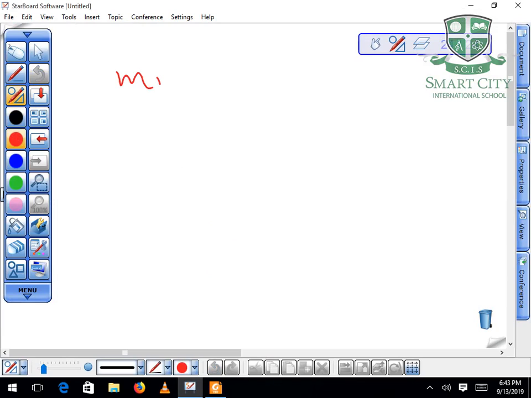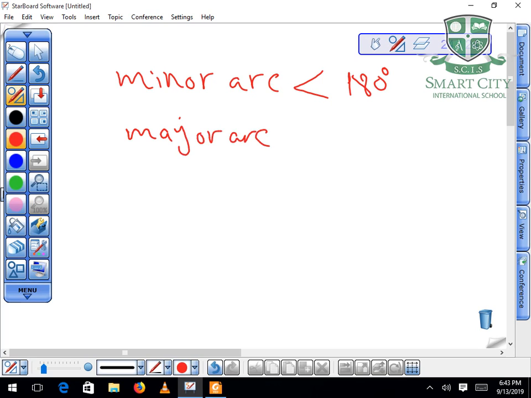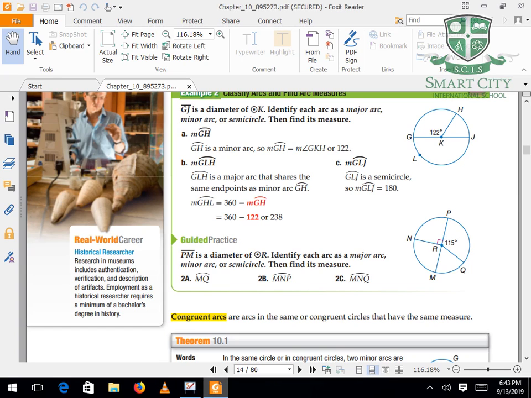So a minor arc measures less than 180 degrees. A major arc is greater than 180 degrees. So GH measures 122 because it's opposite to the central angle 122. So it's a minor arc.